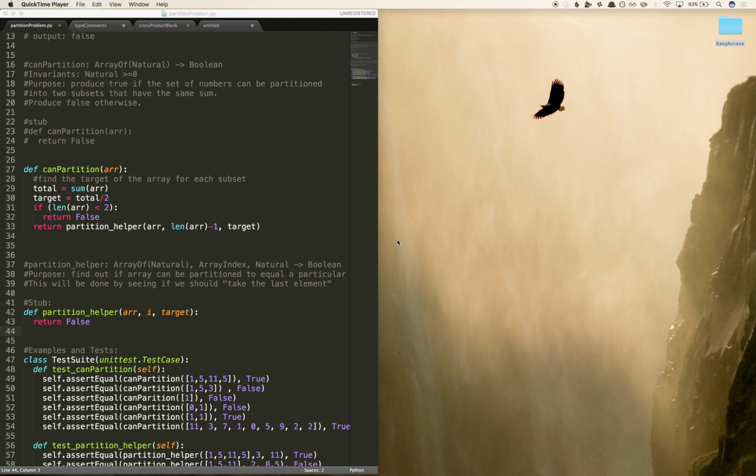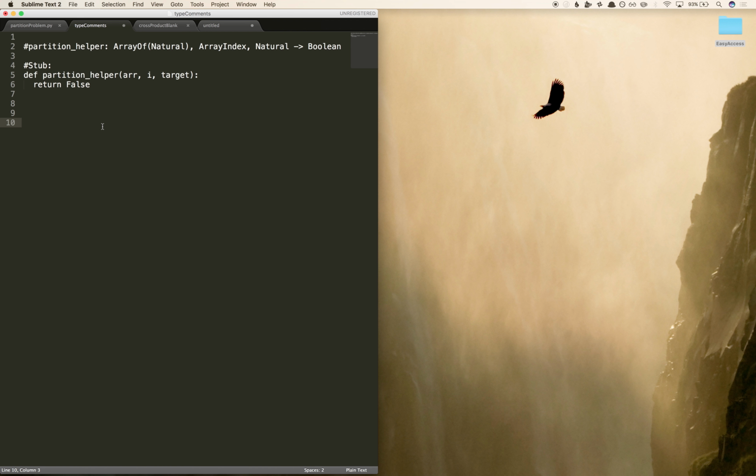And so we're going to use that same kind of idea. What we're going to do is use different levels of abstraction to write this function. So if we look at the function partition helper, it takes an array of naturals, and it takes the array index and a natural, and the natural is going to be the target that we're trying to reach. So effectively, there are two things in our function: the array itself and this target value that we're trying to hit.